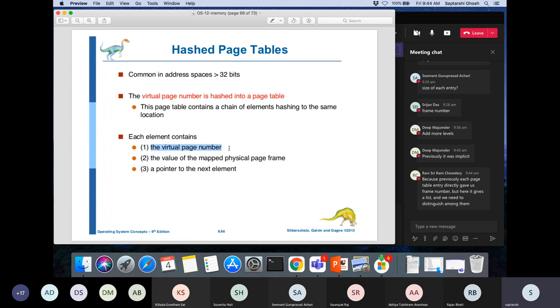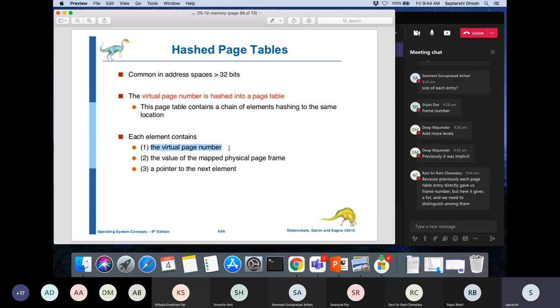Okay, Ravi, can you unmute and say? Previously each page table entry directly gave us the frame number. So what was the virtual page number? Did we not need the virtual page number at all? Can you unmute and say? Sir, the virtual page number means the entry number in the page table itself. Exactly.